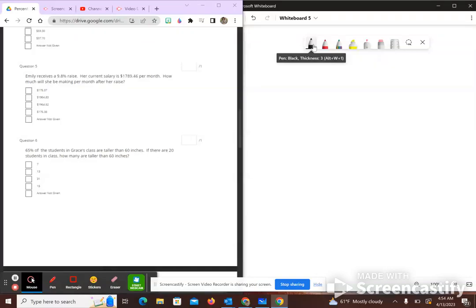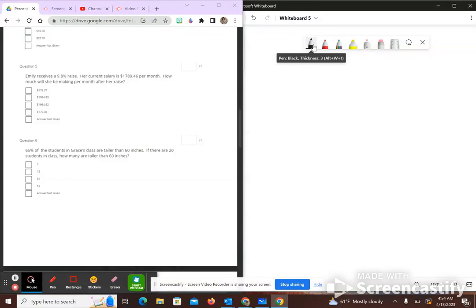All right, let's look at number 5 and number 6. Number 5 says Emily receives a 9.8% raise. Her current salary is $1,789.46 per month. How much will she be making after her raise? So, first of all, her current salary is that 1700 number.